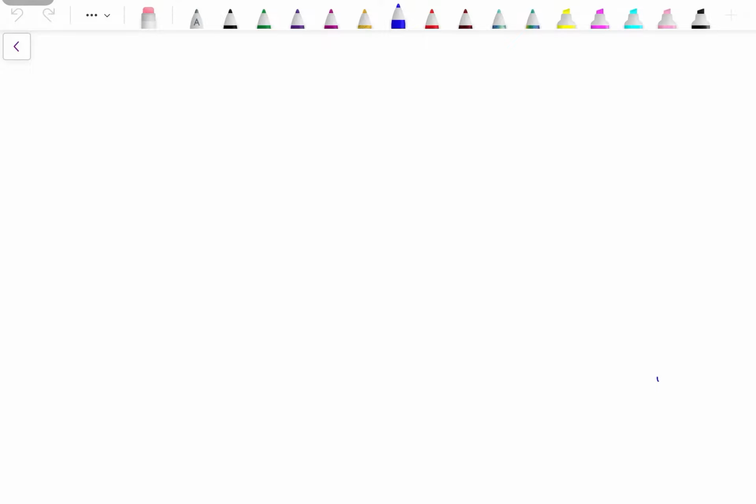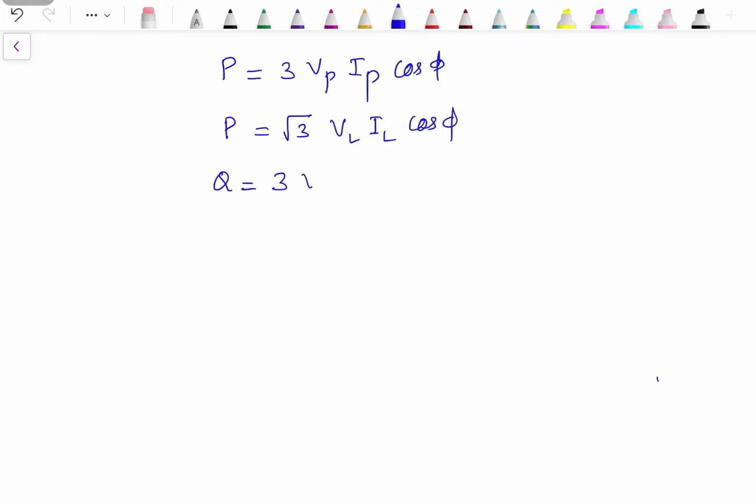In the previous videos, we derived the relationship between the line and phase quantities of three-phase, and then we found the expressions of power in three-phase circuits. Irrespective of the connection, the active power in three-phase circuits is given as 3 times Vp Ip cos phi, which is also the same as root 3 times VL IL cos phi, while the reactive power is given as 3 times Vp Ip sin phi, which is equal to root 3 times VL IL sin phi.